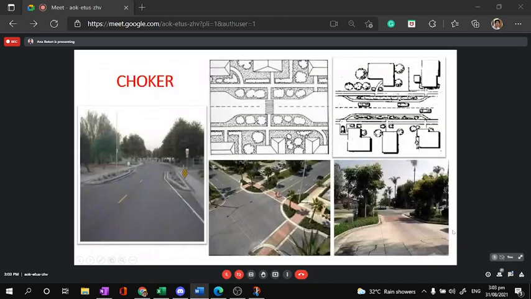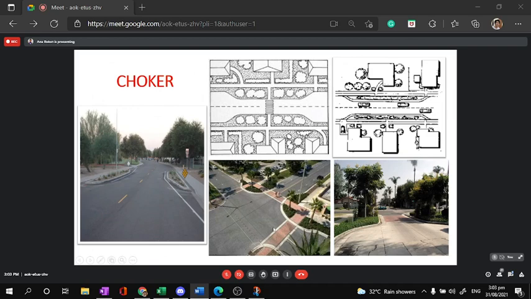So the first example is a choker. If you use a choker, you narrow the side of the road by width. So this is a choker. This is a mid-block, but so that vehicles do not speed up here, you extend the sidewalk and then put a pedestrian crossing marker. That way, as the space narrows, the vehicle slows down. So this is similar to this concept.